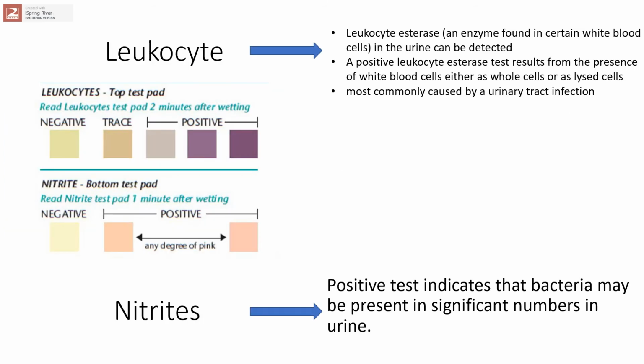So one thing I forgot to mention in the previous slide about ketones is that sometimes low levels of ketones can be found in the urine of healthy pregnant women, right? So let's move on to the next two important tests, leukocytes and nitrites.